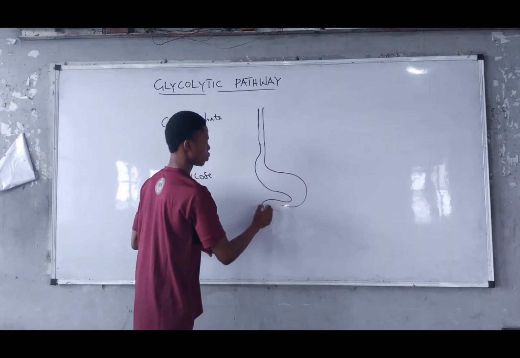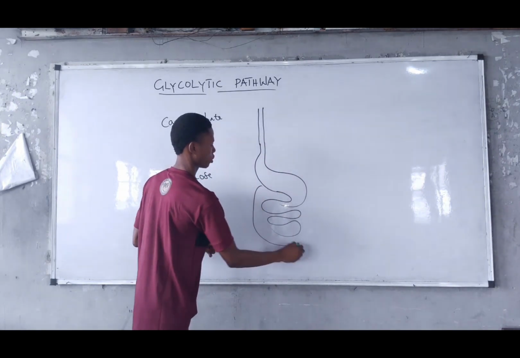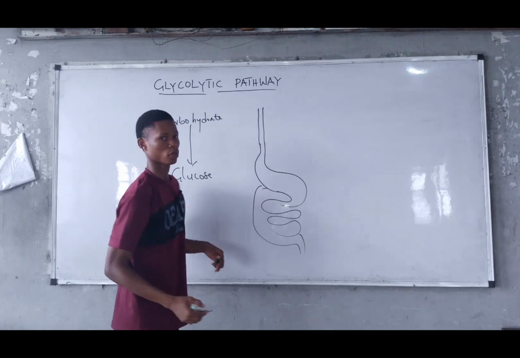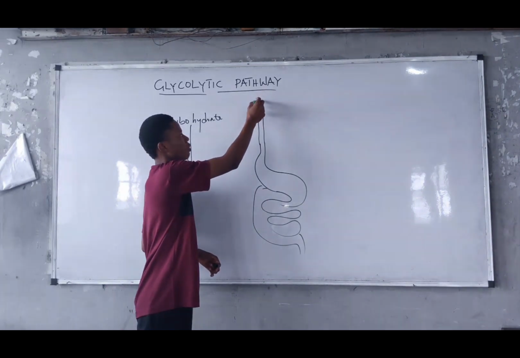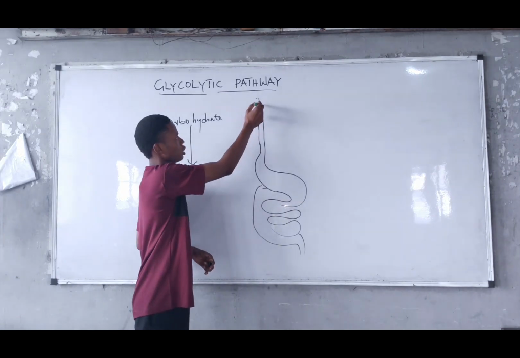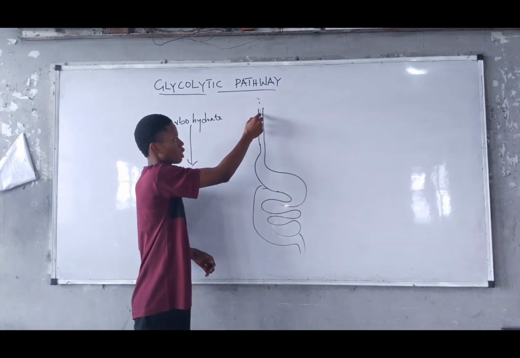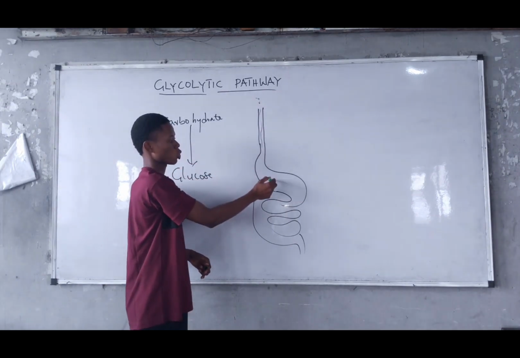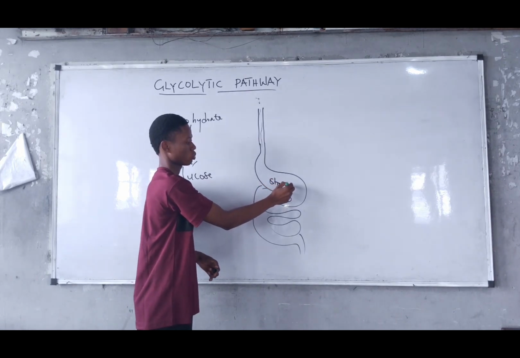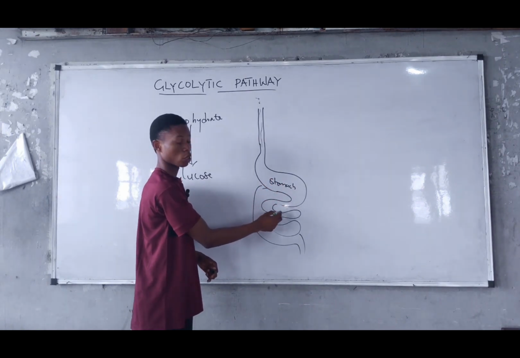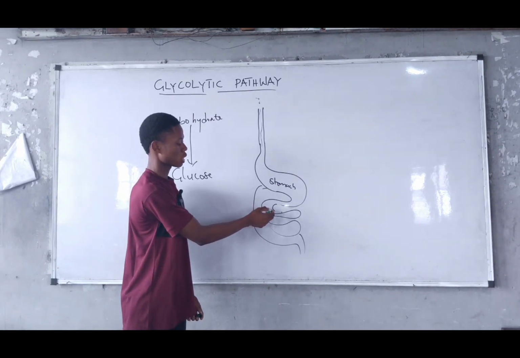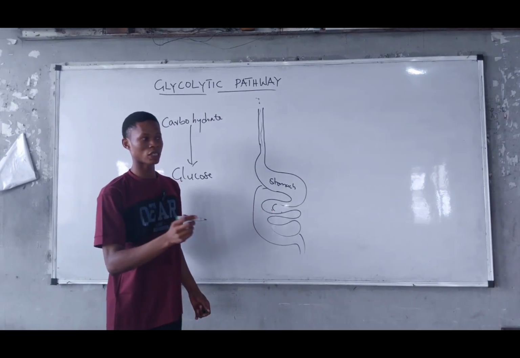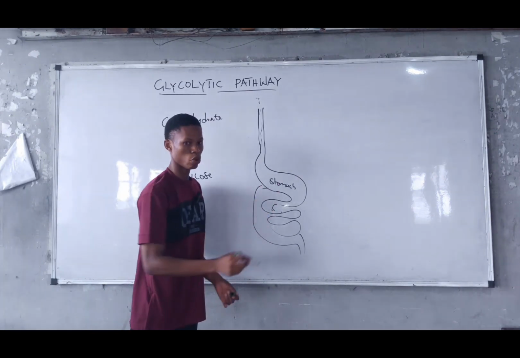Okay, let's assume this to be your intestine. Now, your mouth is somewhere here, and after eating carbohydrate food, the carbohydrate-based food passes through your gullet to your stomach. This is your stomach. From here to your small intestine, where digestion ends. Now, as digestion ends in the small intestine, the monosaccharide is absorbed into the bloodstream.